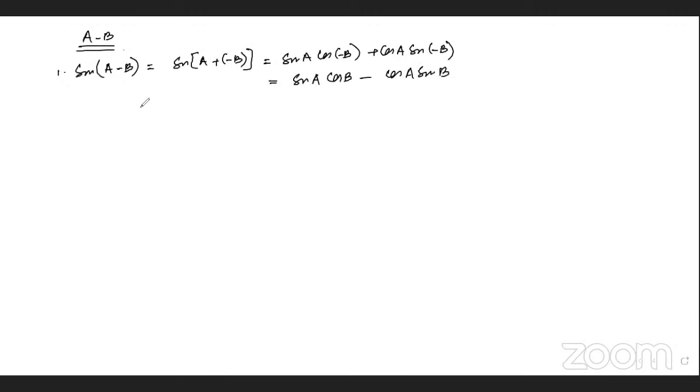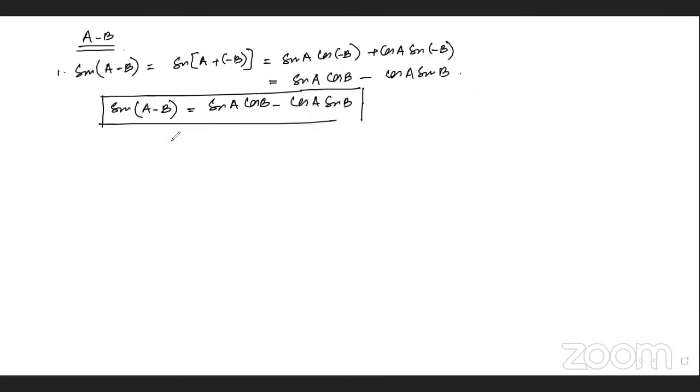So therefore we got the identity. We got the trigonometric ratio for the compound angle A minus B. What is that? That is sine A cos B minus cos A sine B. Is that okay? This is the first one.